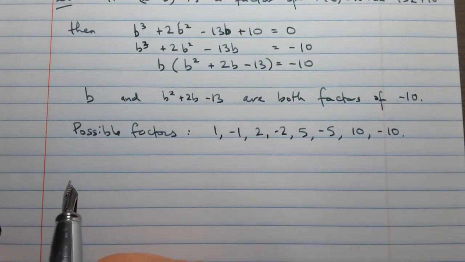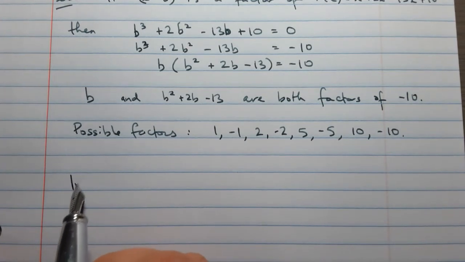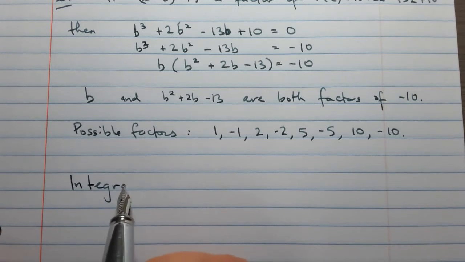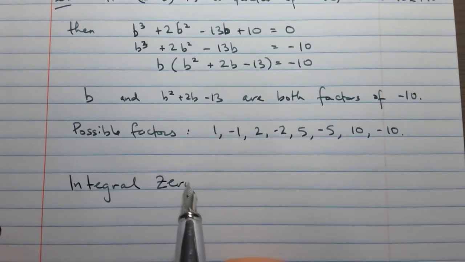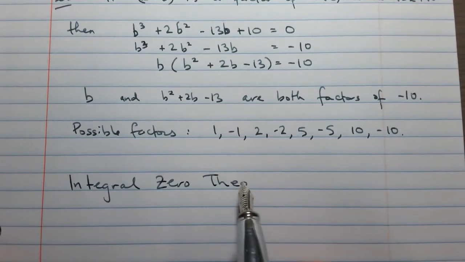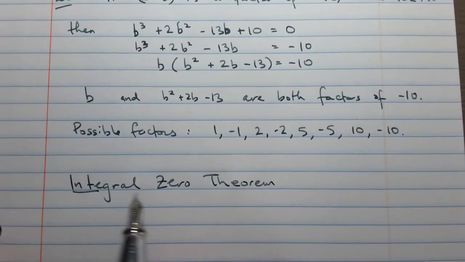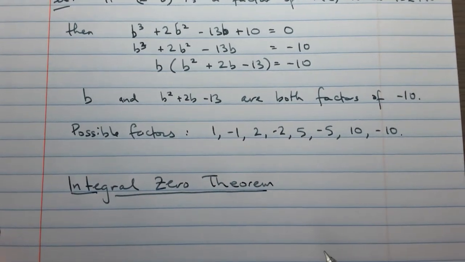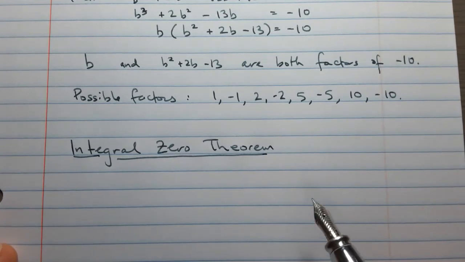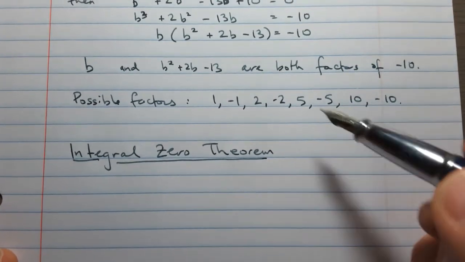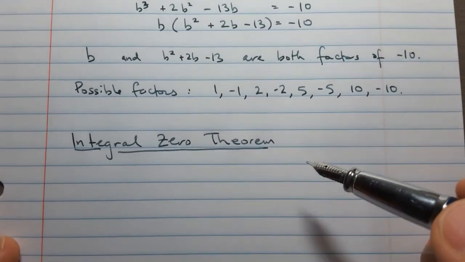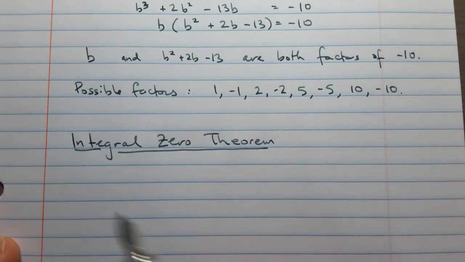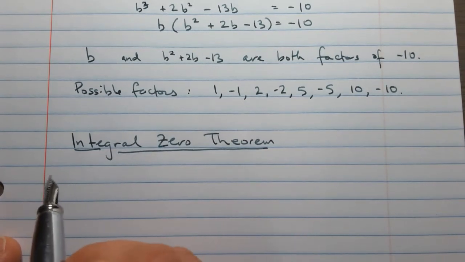It's called the integral zero theorem. It's a little bit long, and I'm going to try to write it in a concise way for you. So basically what we were just talking about becomes the integral zero theorem in general. So we're going to write it like this.